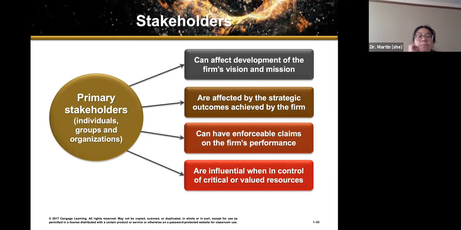Okay. So the primary stakeholders are individuals, groups, and organizations. These can affect the development of the firm's vision and mission, and they are affected by the outcomes of a firm's strategy. They can have enforceable claims on the firm's performance. So if you have a vision or a mission, you have to have ways to celebrate it and consequences for when things are not completed. And these are influential when they are in control of critical or valued resources.